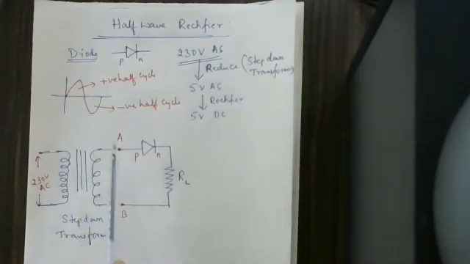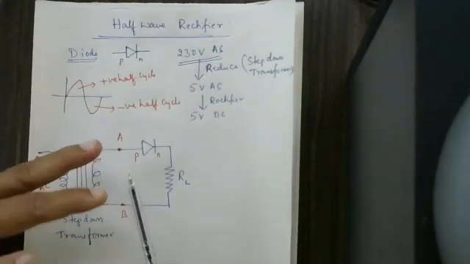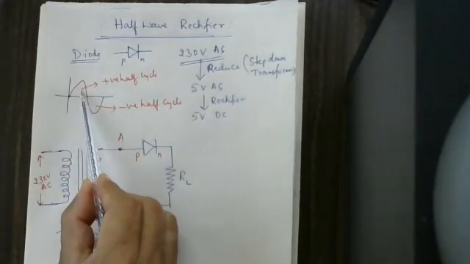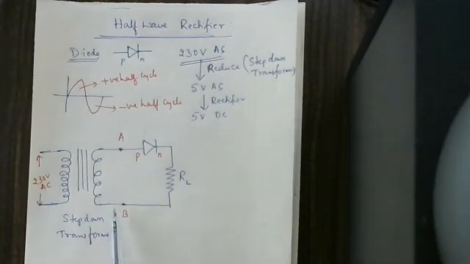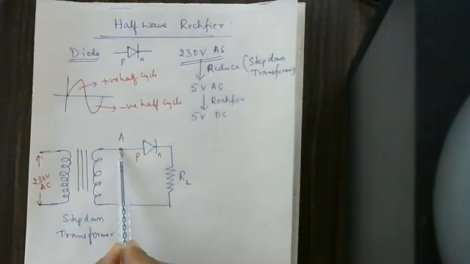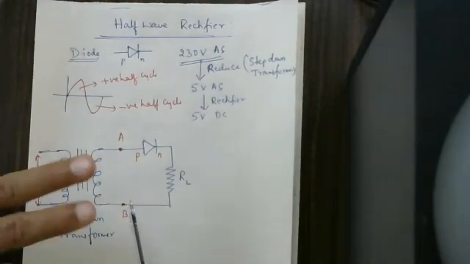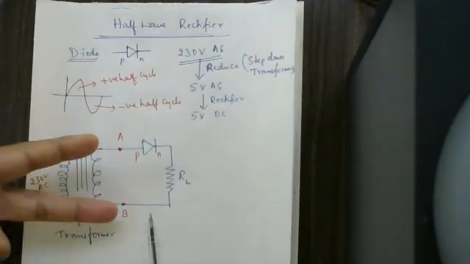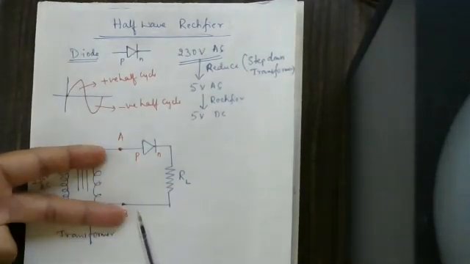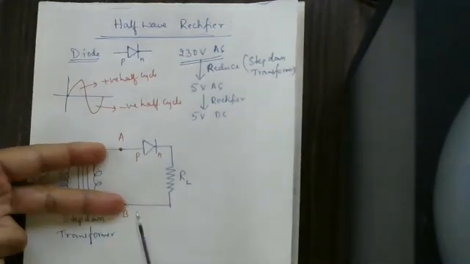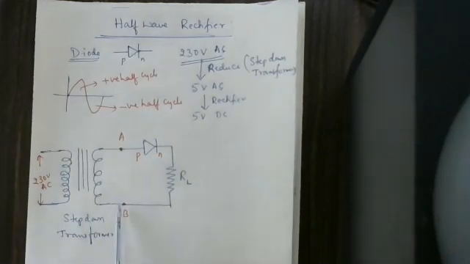During the negative half cycle, the polarity goes on changing. During the positive half cycle, this is positive and this is negative. During the negative half cycle, reversing the polarity, this is negative and this is positive. Polarity, in the sense of positive and negative, goes on reversing.